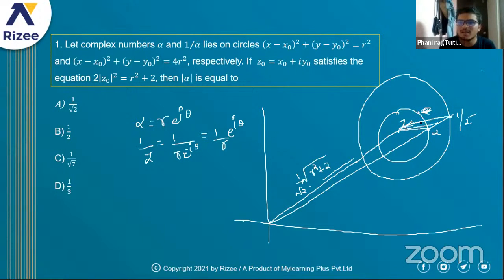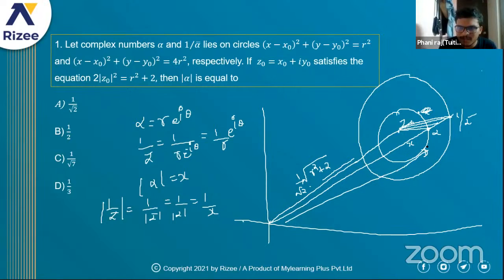Now you see, for both the triangles, you know this value, you know mod z0 exactly. So mod alpha is what you should find out. So let's put mod alpha equal to x. You know, this is x. What is mod of 1 by alpha bar? It is equal to 1 by mod alpha bar, which is the same as 1 by mod alpha, which is equal to 1 by x. So this entire thing is 1 by x, correct?